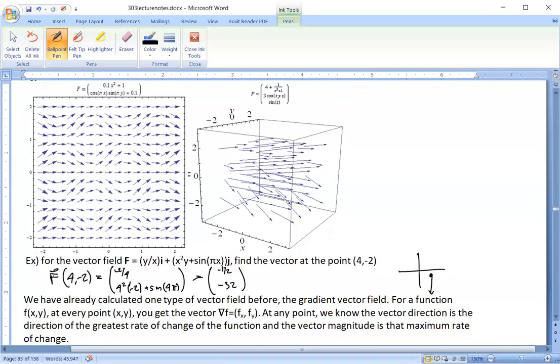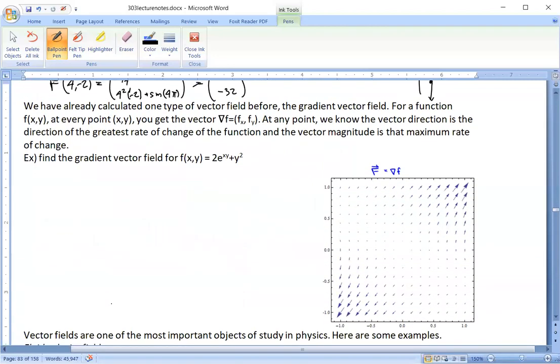So for a given function f of x, y, at every point x, y, you get a particular vector: the gradient of f, df/dx, df/dy. This is a very special vector field because it has very special properties. In this vector field, every vector points in the direction of the greatest rate of change of the function, and the magnitude is the maximum rate of change.